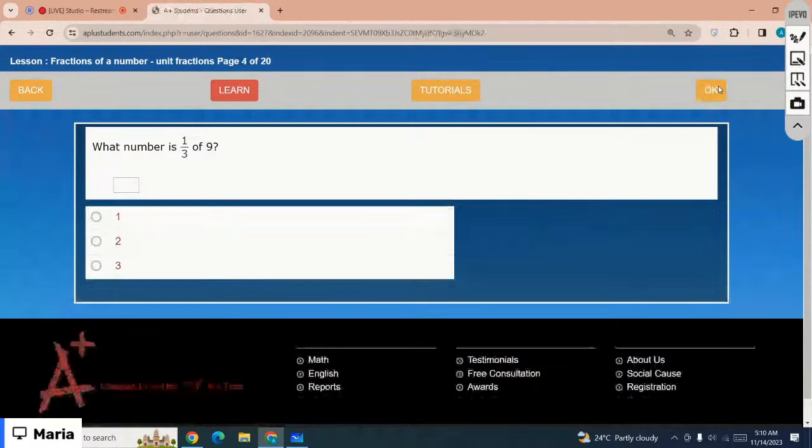Okay, the next one is what is 1/3 of 9? Which is the correct option? 1/3 of 9 is... the correct option is, very good, 3. 1/3 of 9 is 3.